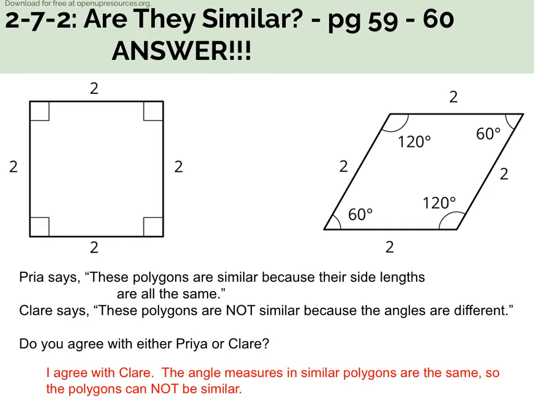After looking at this, personally, I agree with Claire. The reason why is, yes, the angle measures in similar polygons are the same. If we're thinking about something similar, those angles usually stay the same while the side lengths change. Over here we have a square, and it has 90 degrees everywhere. Over here, we just have a polygon. There's 60, 120, 60, and then 120. These angles are not the same as these angles over here. So no, they are not similar. And so Claire is actually the one that is correct.